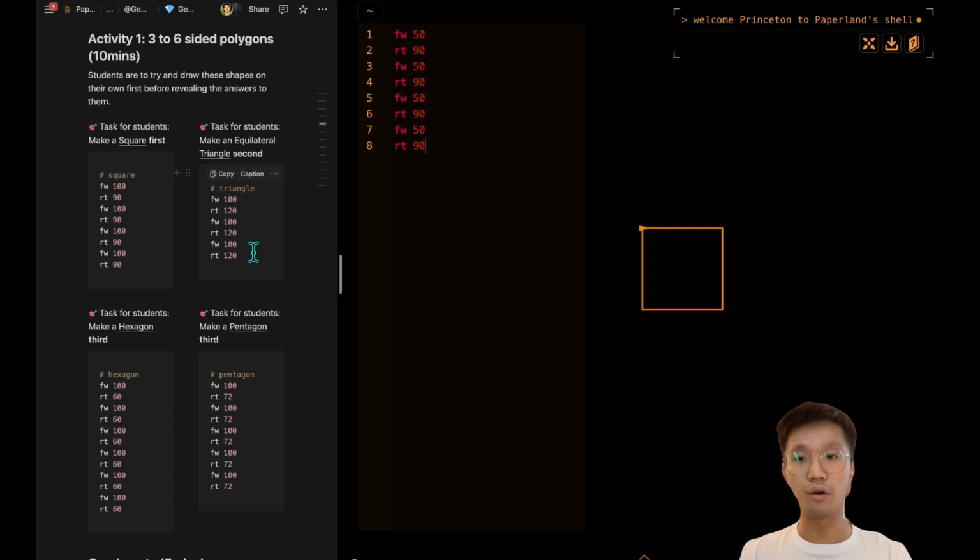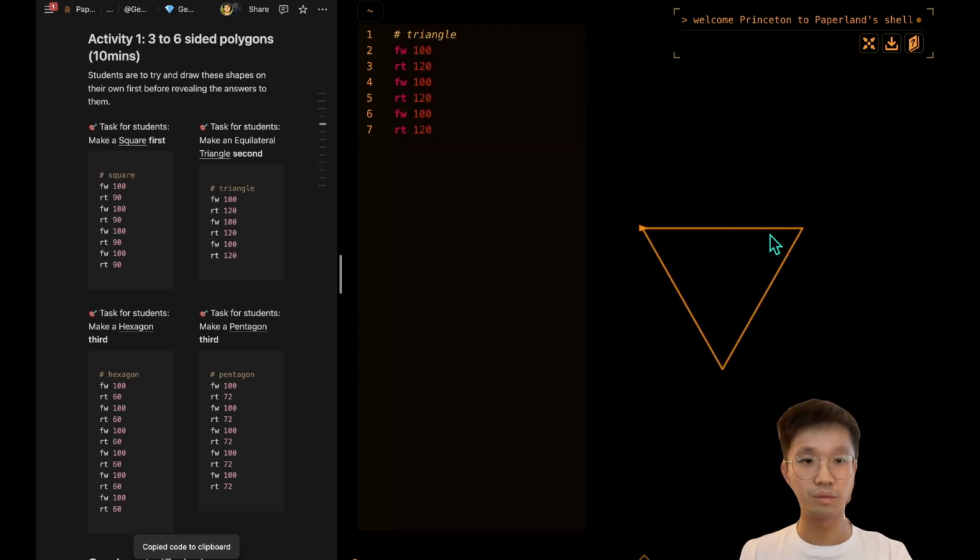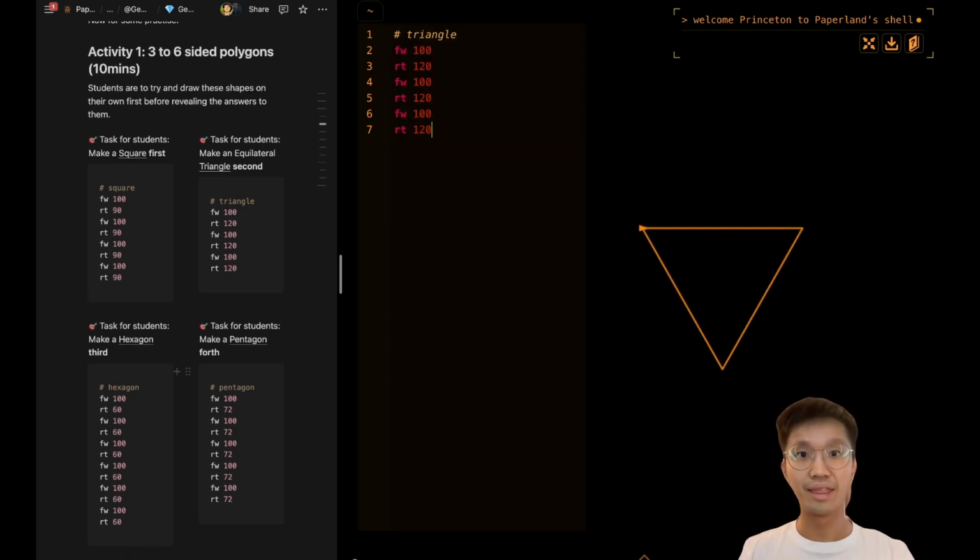The code for all of the shapes can be found here. So if you wish, you could simply copy and paste it here. And this will be the equilateral triangle. The next shape to draw is a hexagon.